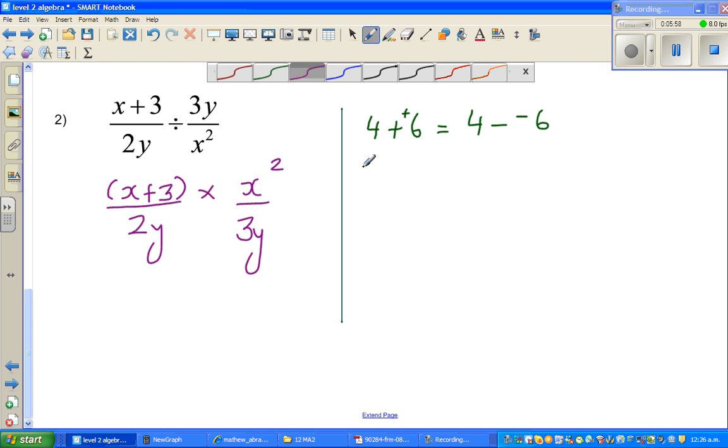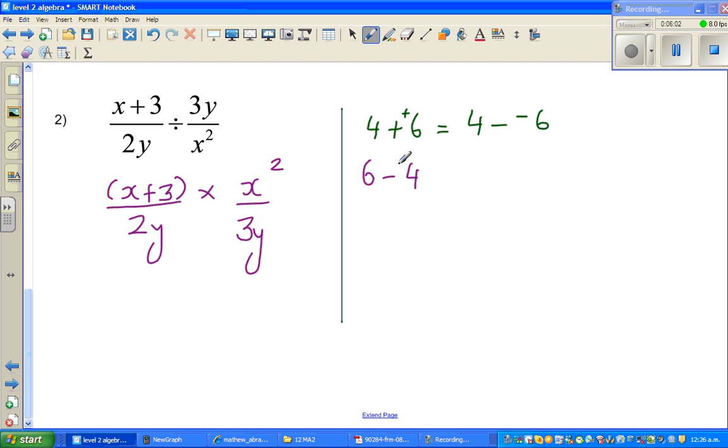What if, suppose, it is 6 minus 4? So 6 minus, this is plus 4. So this minus can be changed into plus. So this is 6 plus. If you change this minus to plus, then you have to change this into minus 4. So 6 minus plus 4 is same as 6 plus minus 4.